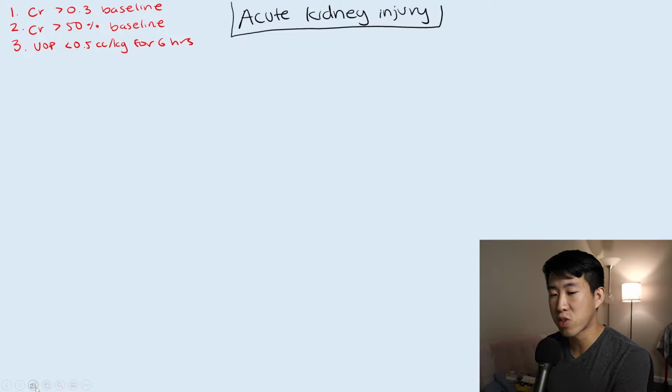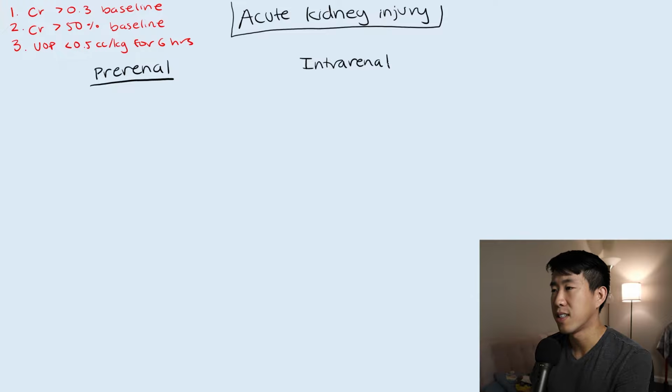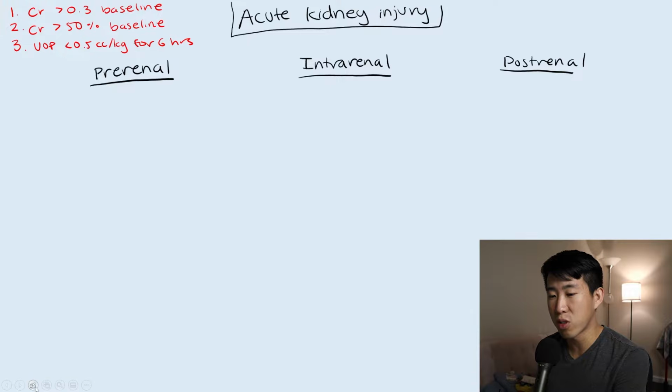And now let's just move straight into the kind of schema that most of you will probably be very familiar with from medical school. And this is one of the first schema that you learn, but it's prerenal, intrarenal, and postrenal etiologies of acute kidney injury. So let's just really quickly go through the different causes of a prerenal AKI.